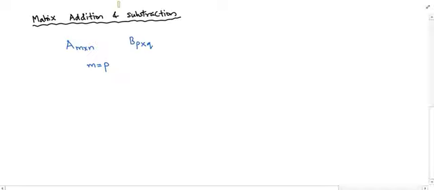That is, m should equal p, and the second condition is that the number of columns in one matrix should equal the number of columns in the second matrix. Because if that condition isn't true, it's not possible to add or subtract them. This is the basic condition. So if one of the conditions is not fulfilled, we cannot add them. For example, if A is a matrix of order 2 by 3 and B is a matrix of order 2 by 3 again, then it is possible to find A plus B and A minus B.